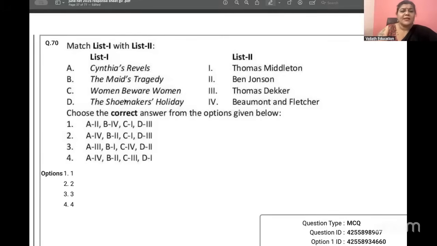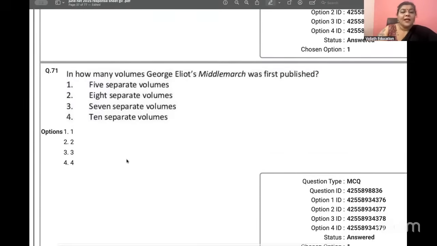Same it is. Cynthia's Revels. Oh, this is easy. Women Beware Women. Everybody should know Thomas Middleton. Shoemaker's Holiday is Thomas Dekker. Now, the rest, even if you don't know, Ben Jonson wrote Cynthia's Revels. You got it. Okay. Then, Middlemarch.